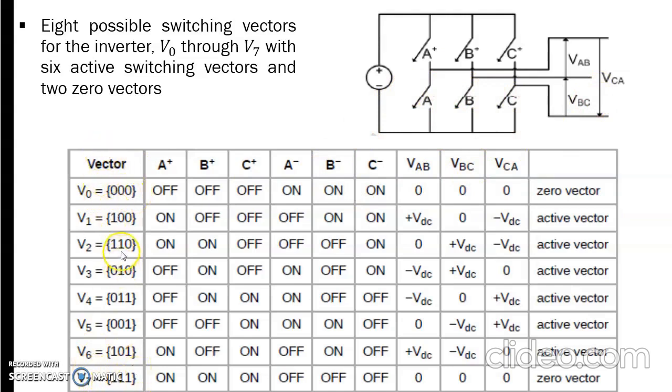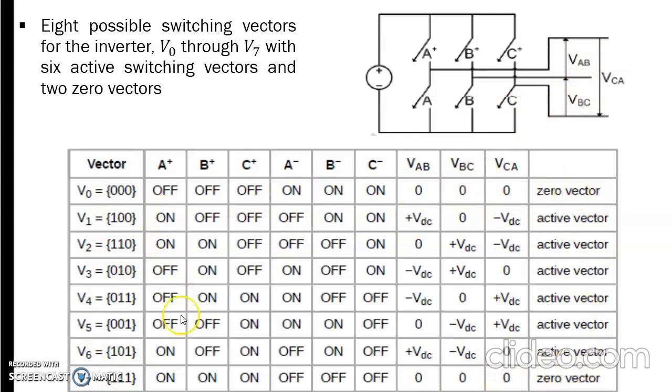These two combinations involve any one group. This is the positive group, this is the negative group. If all the positive group switches are on or off, there will not be any output. If all the negative group switches are on or off, there will not be any output. So for V0 and V7, there will not be any output across the line, that is VAB, VBC, VCA, all of these are 0. Then it is known as a zero vector.